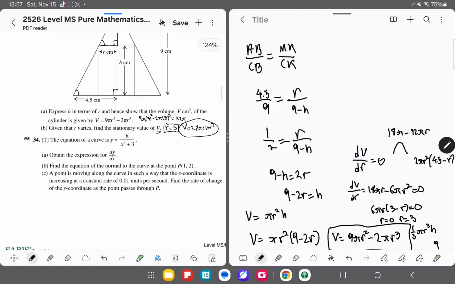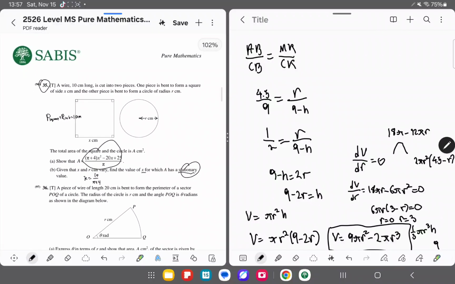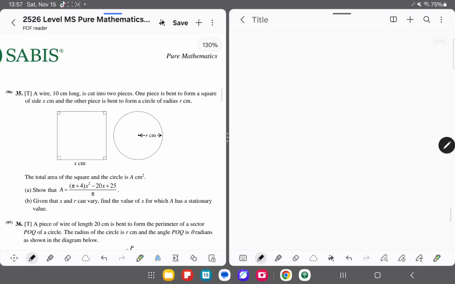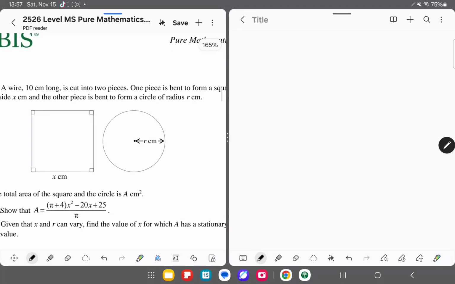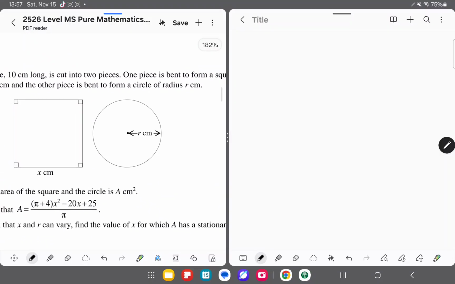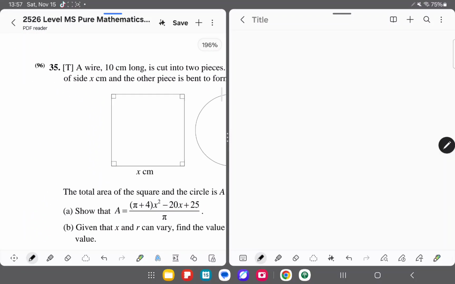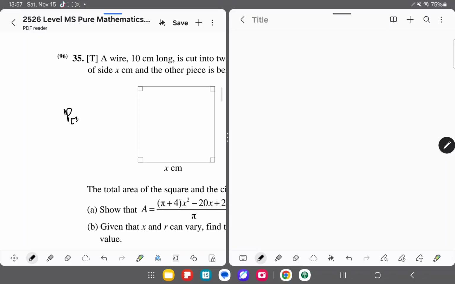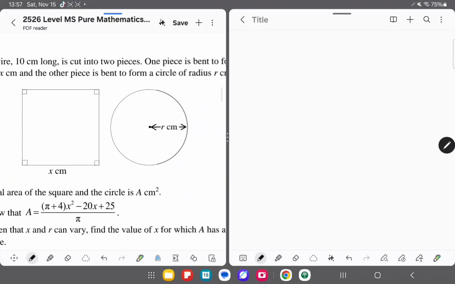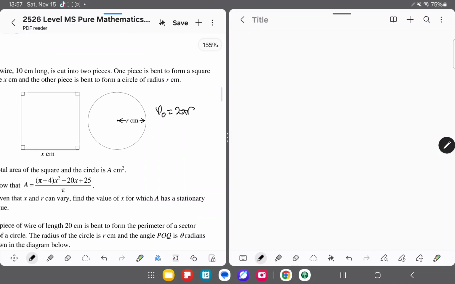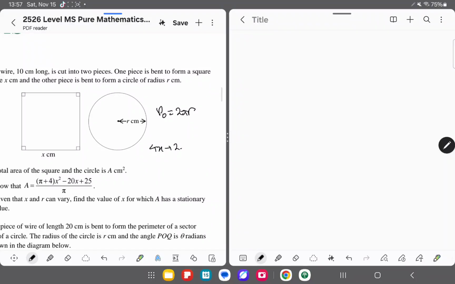Okay, now I'll move on to another top question. Let's solve this one here. They stated that there's a wire 10 centimeters long and it's cut into two pieces. One is bent to form a square and one is bent to form a circle. So we have to get the perimeter of each shape. The perimeter of the square is 4 times x, which is 4x. The perimeter of the circle is 2 pi r. You add them and it should equal 10, since they gave that to us right there.